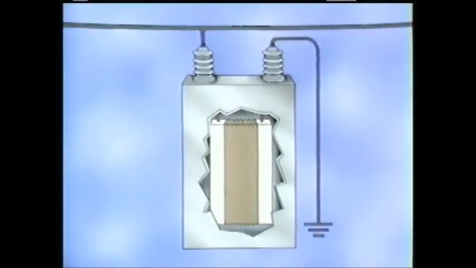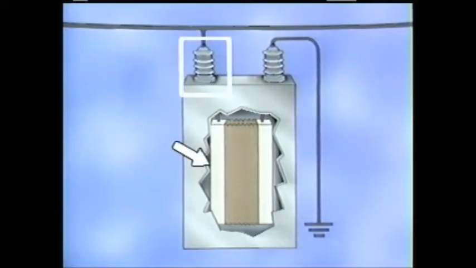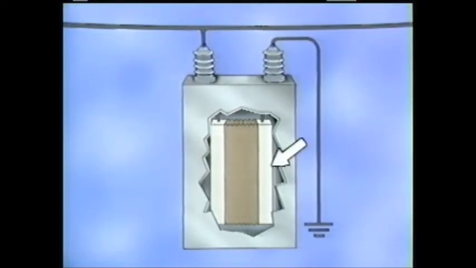This simplified diagram illustrates the basic parts of a single-phase capacitor. It consists of 2 plates separated by insulation housed in an oil-filled container. One of the capacitor plates is connected through this bushing to the distribution line. The other plate is connected through this bushing to ground.